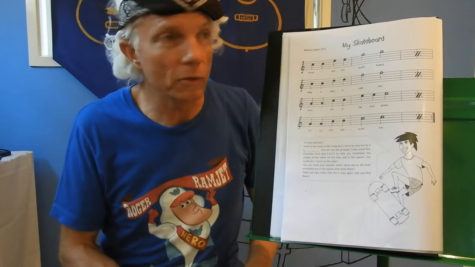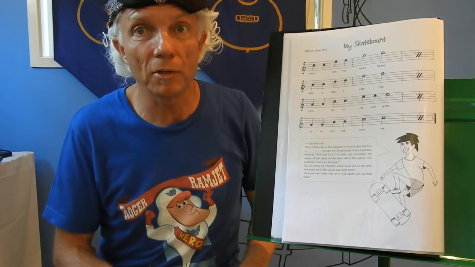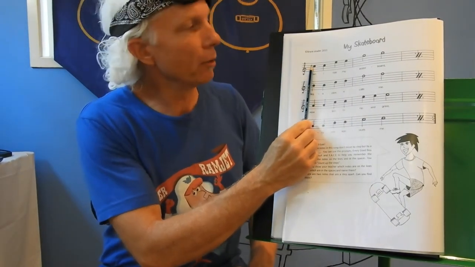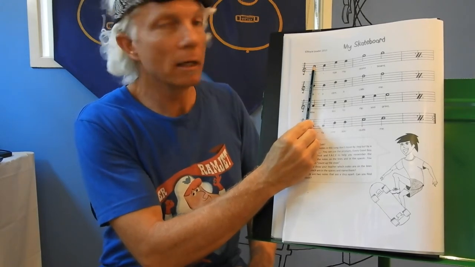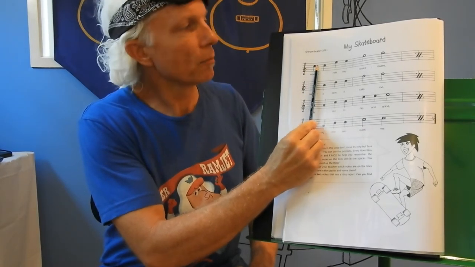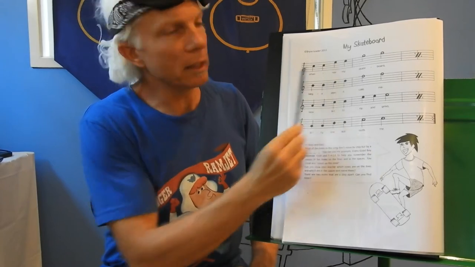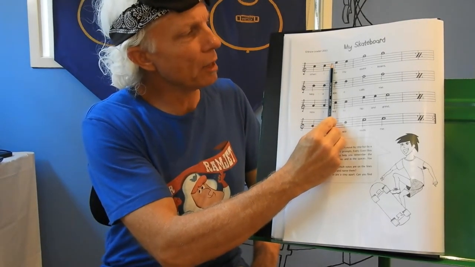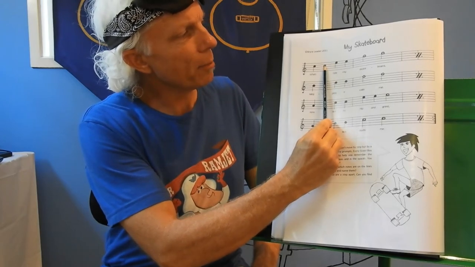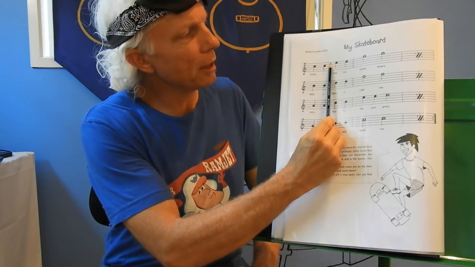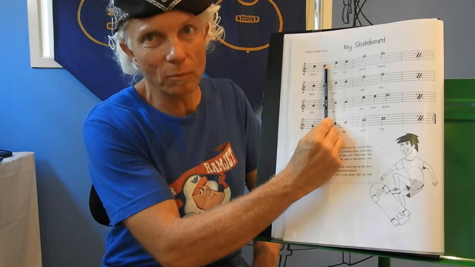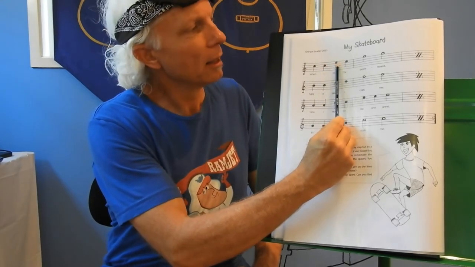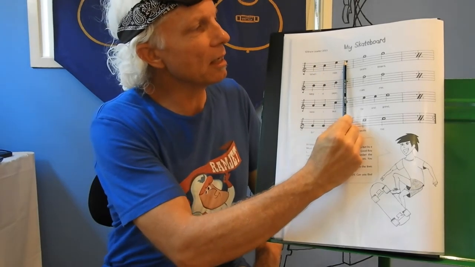Let's have a look at the notes that make up the tune My Skateboard. Well, first of all, again, we start on the note F, A, C. Then we have a little bit of a leap. So we're going to put in an imaginary note here. The note above C at this point would be a D, but we're leaping that D and going to an E. So we have C, C, E, E.